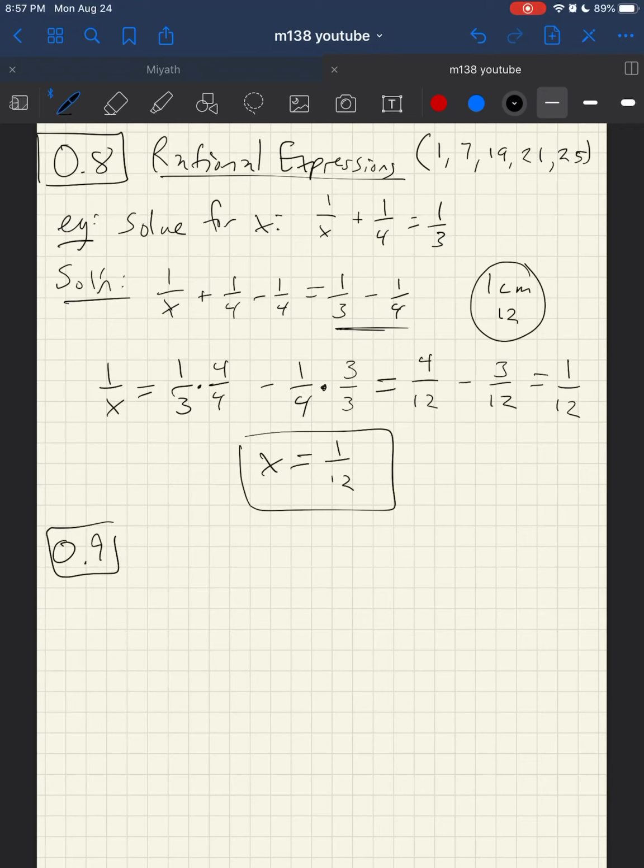And 0.9 is going to be radicals and equations. Again, this is going to be just a quick dip into this. So suggested exercises are 1, 7, 15, 27, and 33. I almost skipped this section, and I thought, well, why don't I just go through it really quickly. So I'm just going to give you a brief touch on these.